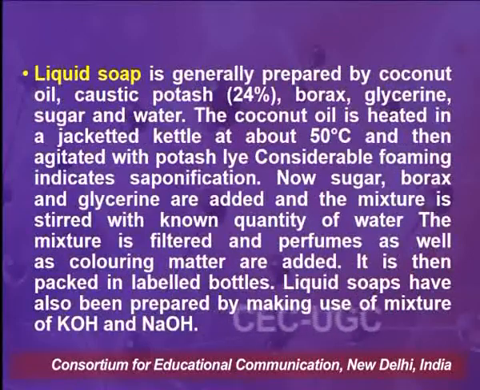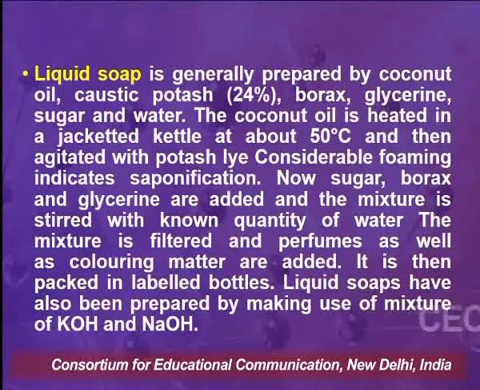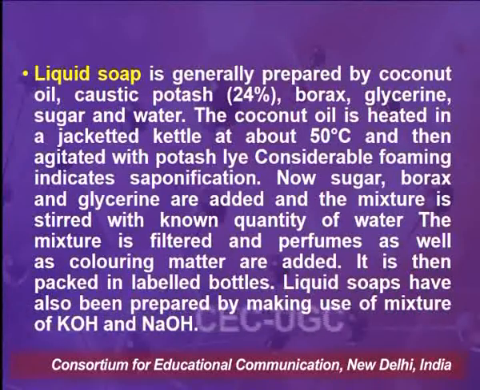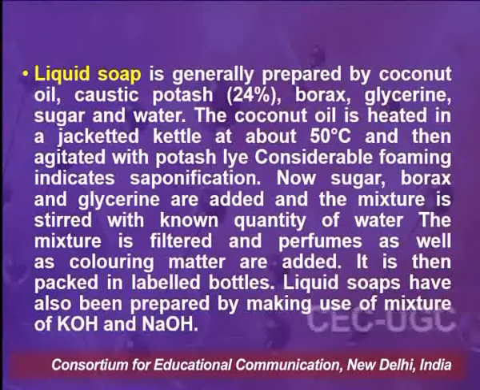Now we have liquid soaps, which are very commonly in use nowadays. It is generally prepared from coconut oil, caustic potash, borax, glycerin, sugar and water. The coconut oil is heated in a jacketed kettle at about 50 degrees centigrade and then agitated with potash lye. Considerable foaming indicates saponification. After saponification, sugar, borax and glycerin are added and the mixture is stirred with a known quantity of water. The mixture is filtered, perfumes and coloring matter are added and then packed into labeled bottles.